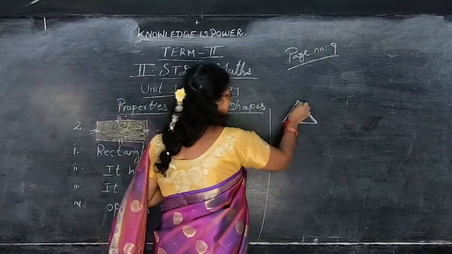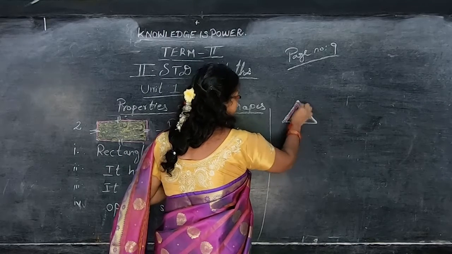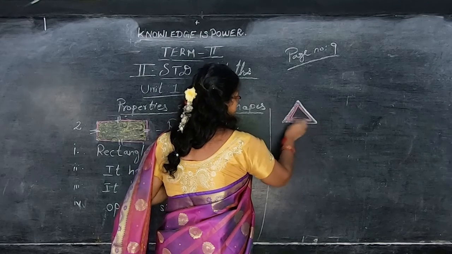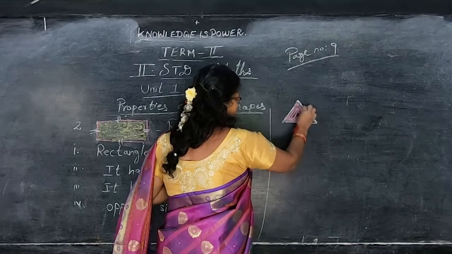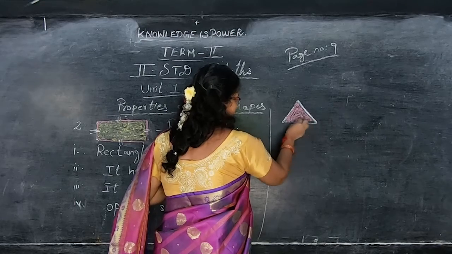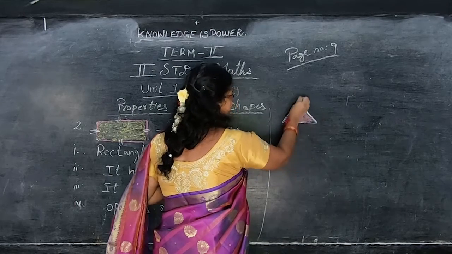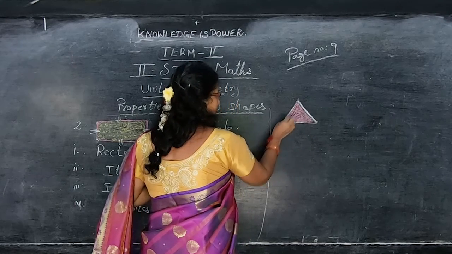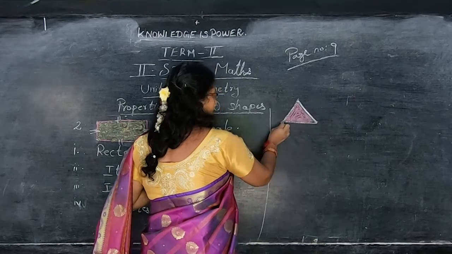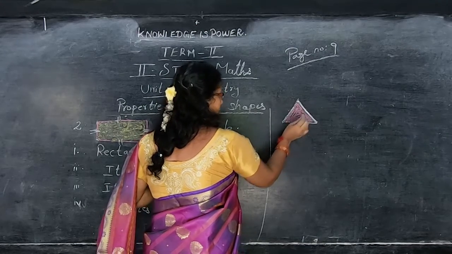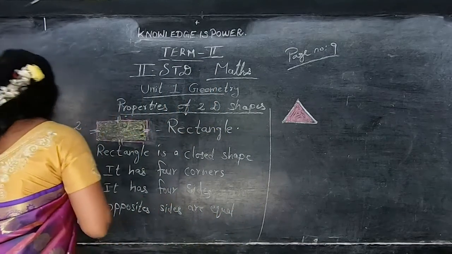Triangle shape. What shape, children? Triangle. How many sides does it have? Triangle has 1, 2, 3 corners. 1, 2, 3 sides. Okay.